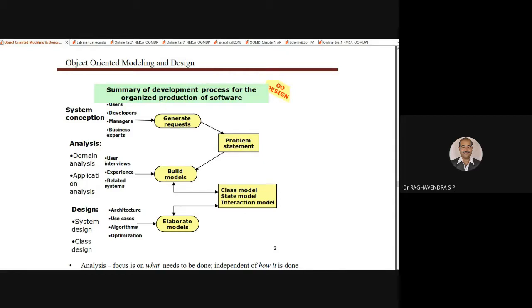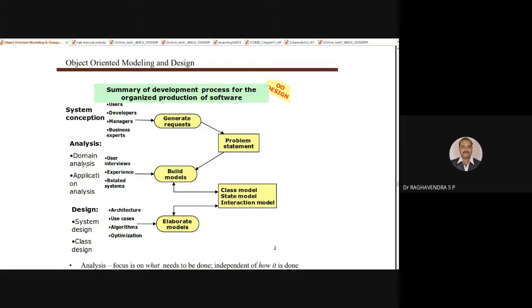So object-oriented design can be elaborated using the same diagram we have already considered in system conception. System conception is the process of generating a request, meaning defining a problem statement using the tentative requirements of the client. The persons involved are end users, software engineers or developers, team managers, and business experts or analysts. Together they create a request. That request is tentatively considered a requirement, and this requirement is the input for the problem statement. Once the problem statement has been defined, the process of analysis begins. Up to here we have discussed it.